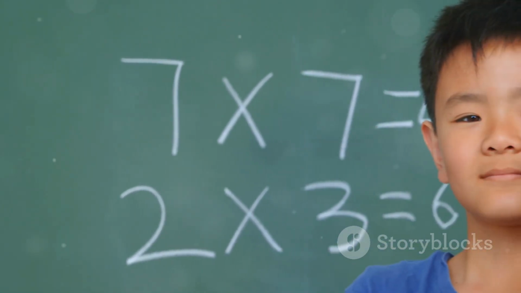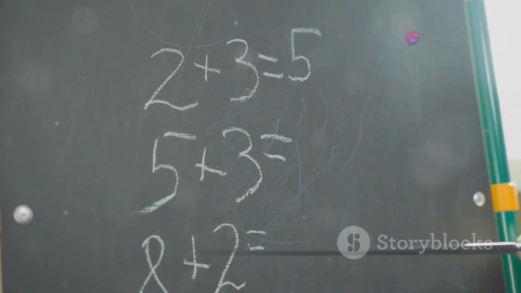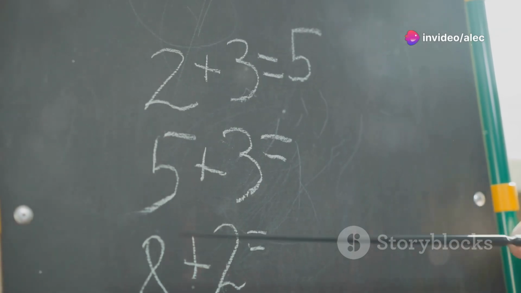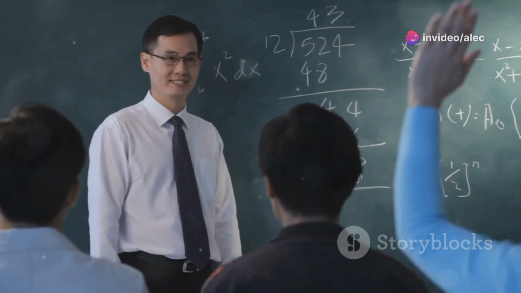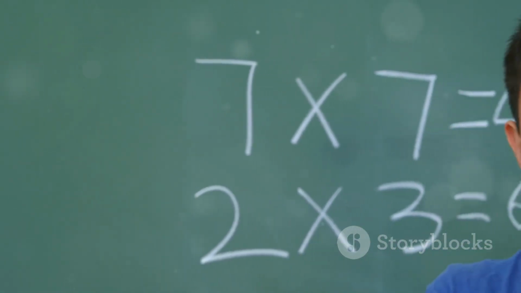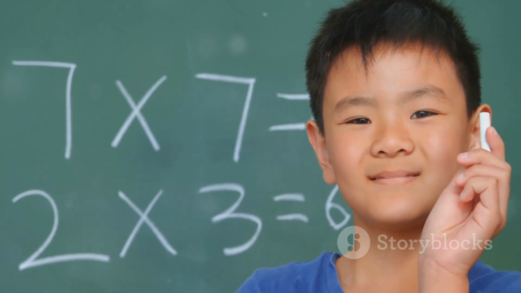Now for division. To divide fractions, you flip the second fraction and multiply. For example, 2/3 divided by 3/4, flip 3/4 to get 4/3. Now multiply 2/3 times 4/3. Multiply the numerators. 2 times 4 equals 8, and the denominators 3 times 3 equals 9. So 2/3 divided by 3/4 equals 8/9.